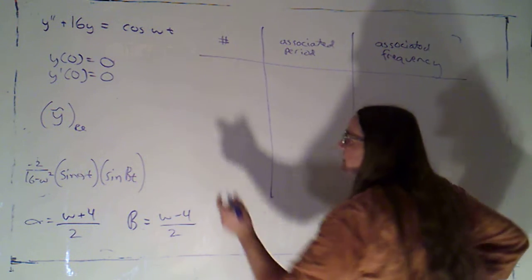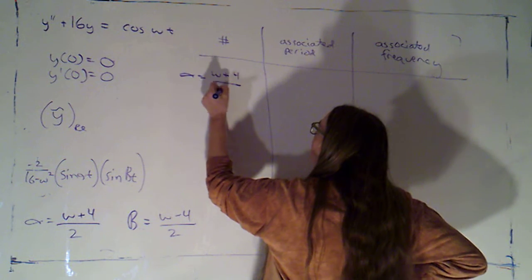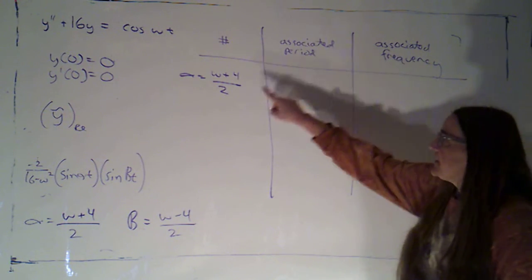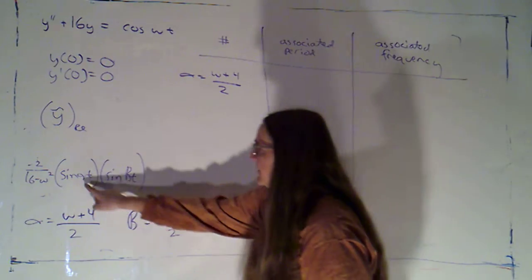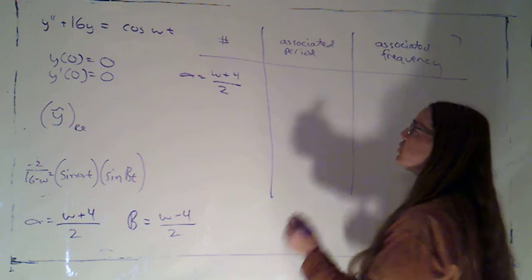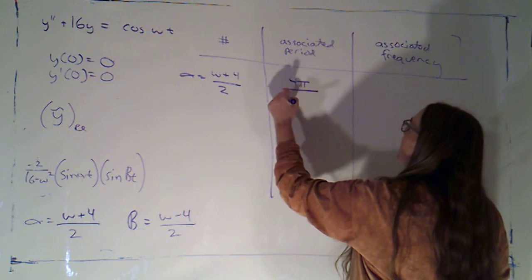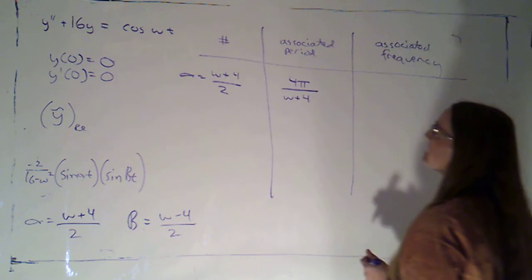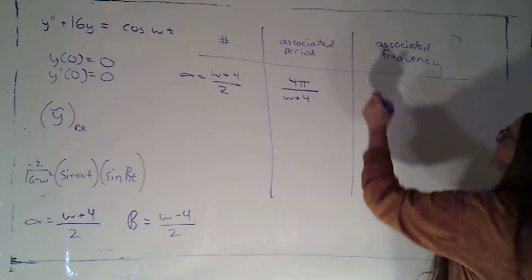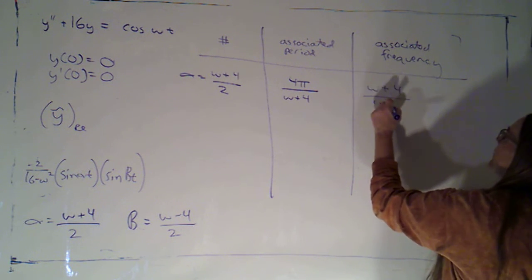Okay. So if I have alpha is omega plus 4 over 2, the period of something like this, remember if I wanted to find the period of this, it would just be 2 pi divided by alpha. So this is going to be 2 pi divided by this, which gives me 4 pi over omega plus 4. Okay. The associated frequency, the frequency is just the reciprocal of the period, that's omega plus 4 over 4 pi.